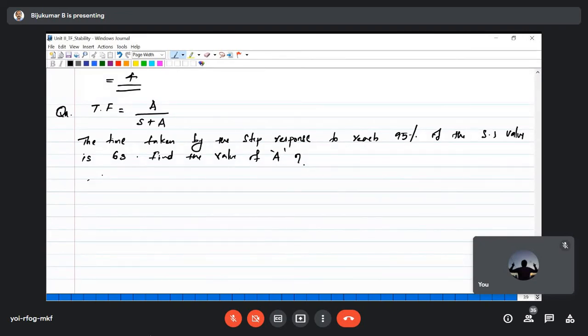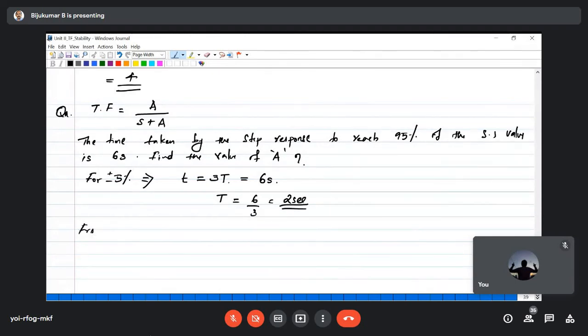So for a 5% tolerance, plus or minus 5%, what is the time? It is 3 time constants, 3 times the time constant of the system. And this is given as 6 seconds. So what is T? T is 6 by 3, which becomes 2 seconds. So this will be the time constant of the system.